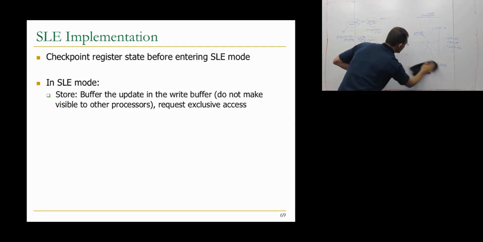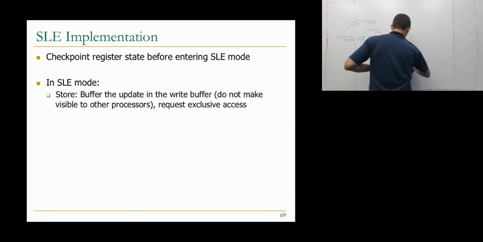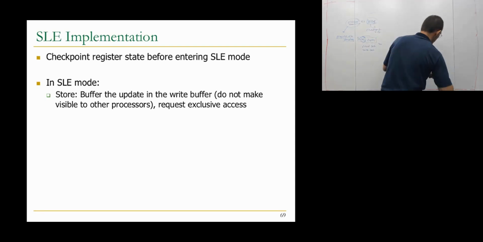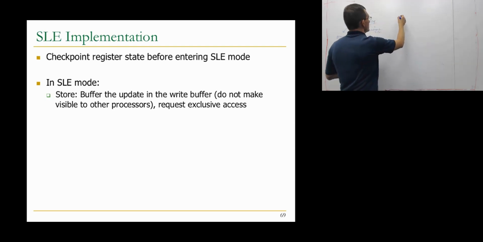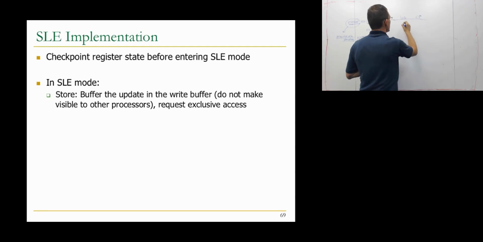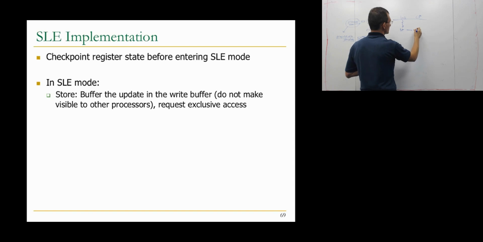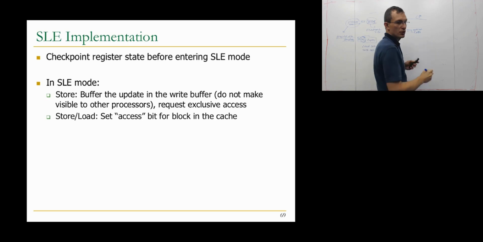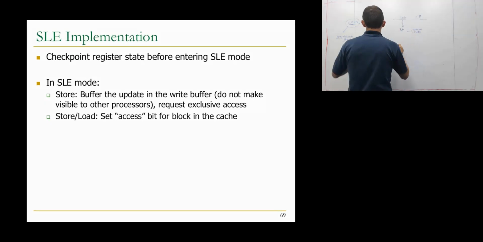So let me actually clean this up so that you can see a better picture of this. I'll get back to this eager versus lazy, so keep that in mind. A lot of the issues that we will discuss can be handled eagerly or lazily. Basically, the processor detects the lock, checkpoints the architectural state, and keeps executing, and there's a store, and this store goes into the write buffer, and also it sends a read exclusive request in the coherence protocol. Right? When there's a store or load that happens, this also sets the access bit.